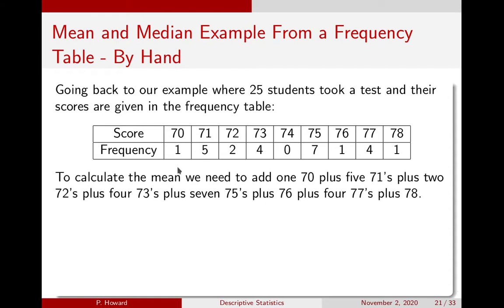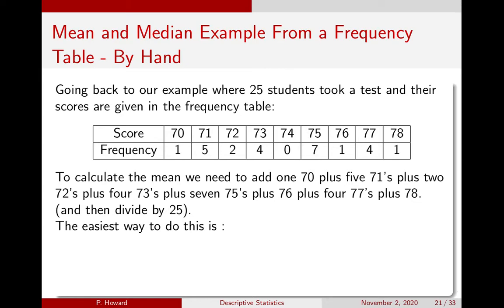Okay, so to calculate the mean, we have to add all the data numbers. So we have to add 70. We have to add 5 to that. We have to add 5 71s because there were 5 71s in the data set. To that, we have to add 2 72s, 4 73s, and so on. And then divide by 25, because there were 25 numbers in the data set.